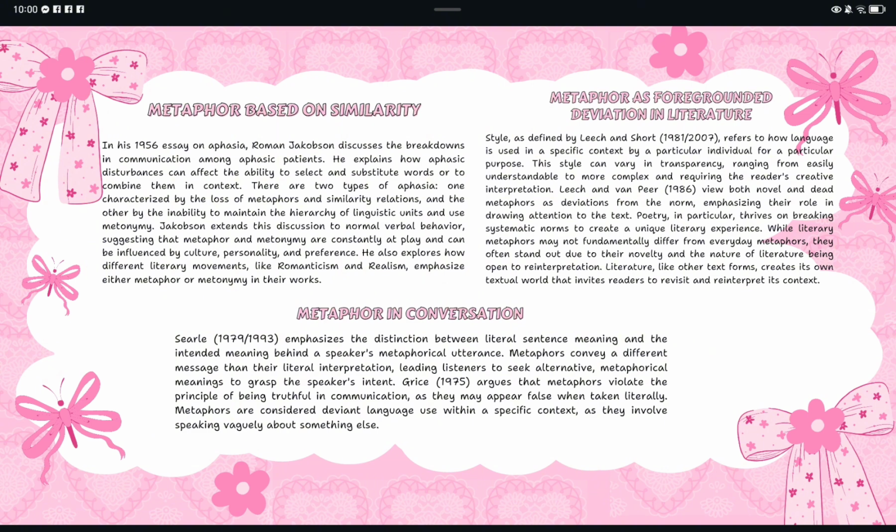Consider the sentence, Sam is a pig. Literally, this statement suggests that Sam is an animal, a member of the swine family. However, in most contexts, it allows the speaker to express their judgment subtly and evocatively. This distinction between literal sentence meaning and speaker's intended meaning is crucial for understanding metaphors. They often function as a kind of linguistic shorthand, allowing us to convey complex ideas and emotions through a single evocative image.